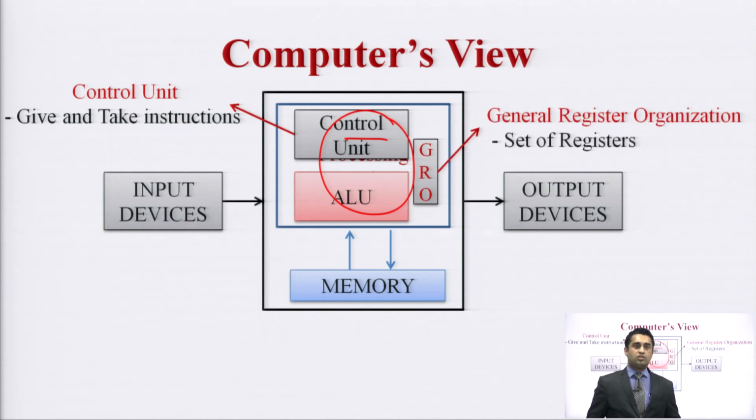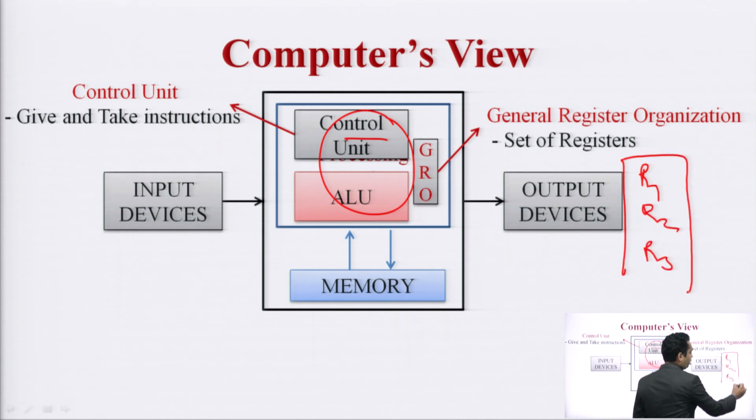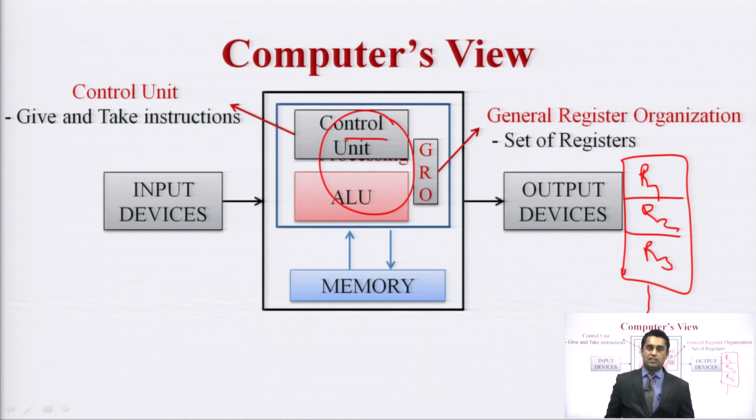Another one is the general register organization. This is a set of registers which temporarily store the data, and the distribution of data is through this general register set. You have studied this part in unit 1, where you have seen the structure of registers like R1, R2, R3, and the register transfer language.